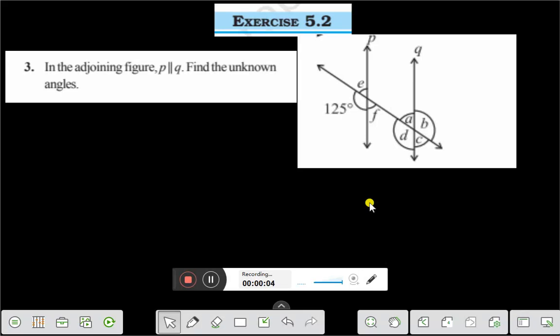Hello everyone. Today I shall discuss exercise 5.2 question number 3. In the adjoining figure, P is parallel to Q. Find the unknown angles.